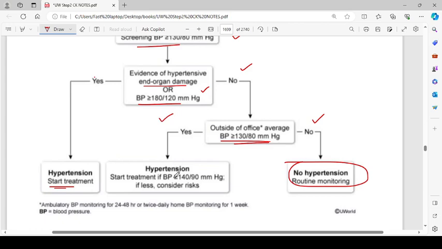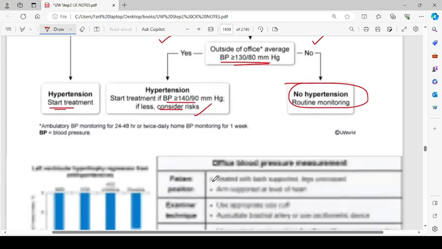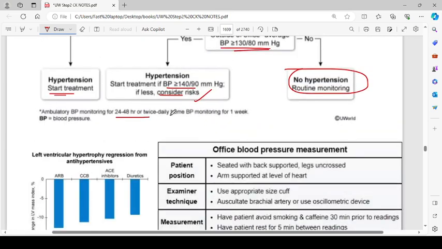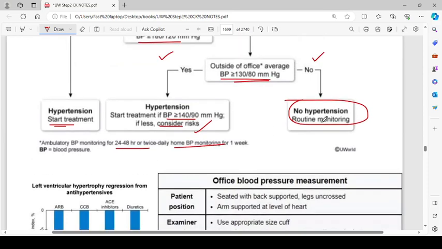But if outside the office the average blood pressure is more than 130 by 80, so it is hypertension. Start treatment if blood pressure is more than 140 by 90. If less, consider the risks. Ambulatory BP monitoring for 24 to 48 hours or twice daily home BP monitoring for 1 week.